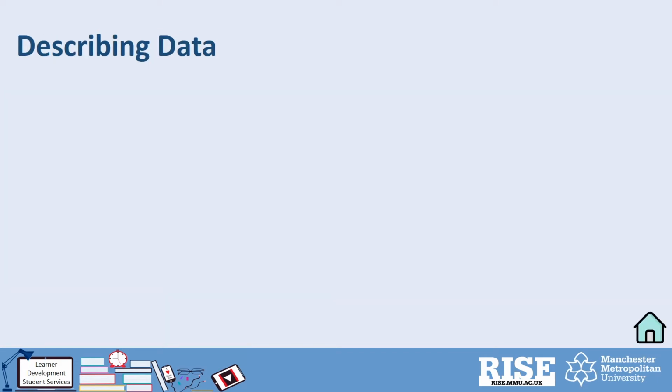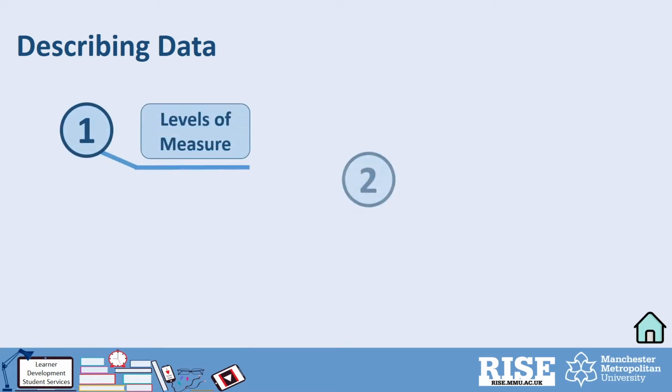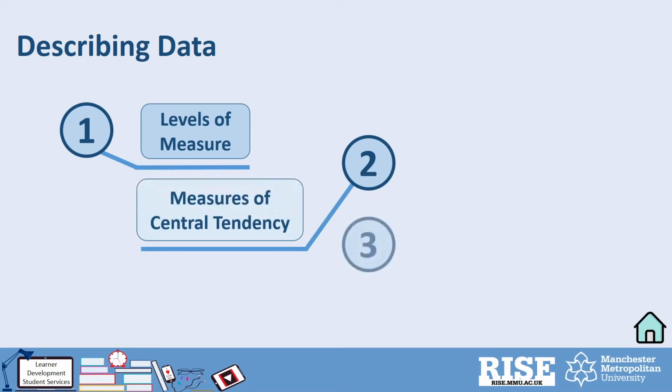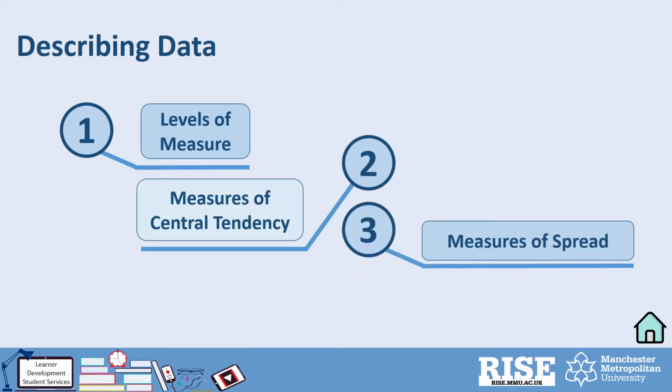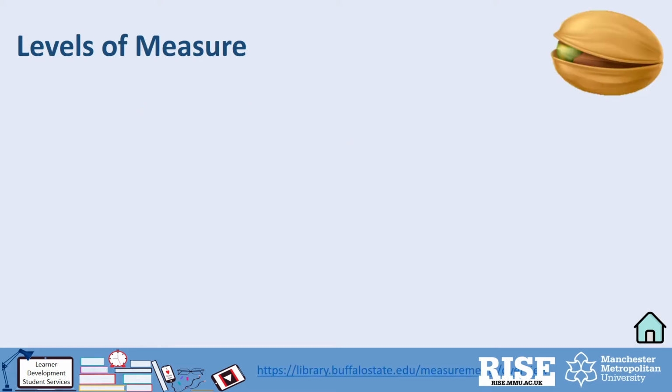Within the describing data strand, I have highlighted the following topics: levels of measure, measures of central tendency, and measures of spread. Let's look at the first in a bit more detail. Levels of measure. You may have heard the terms quantitative and qualitative data before, quant being number-based data and qual being word-based data. In higher education, these are further divided.